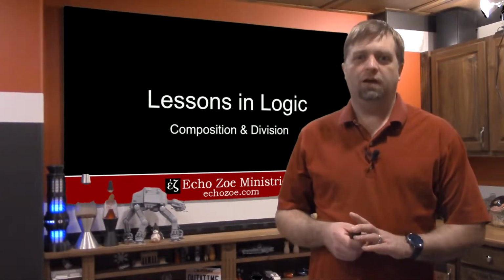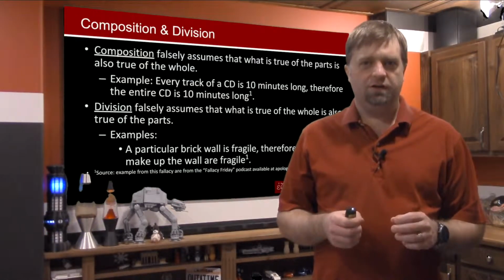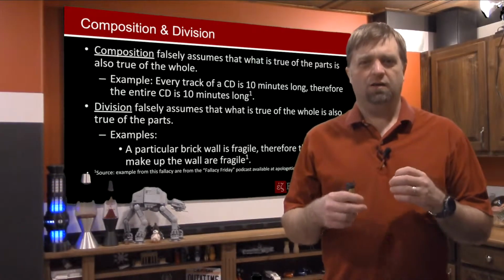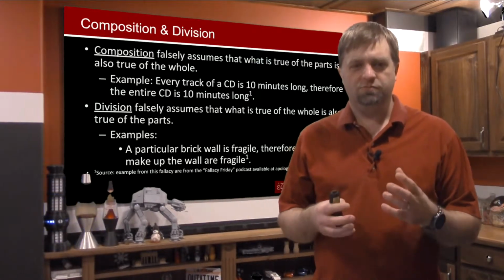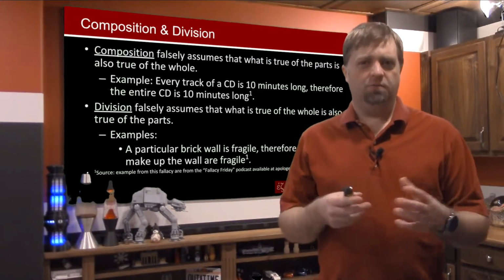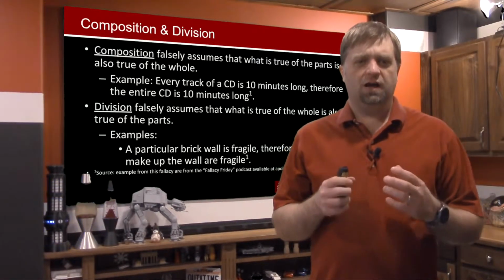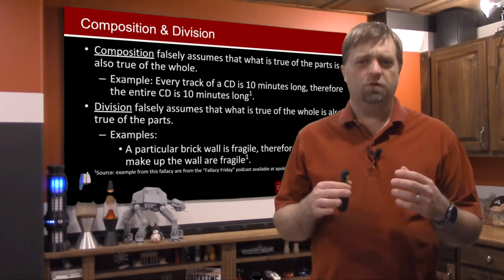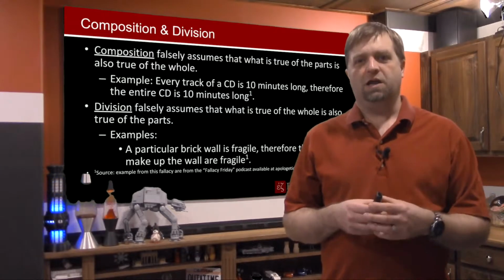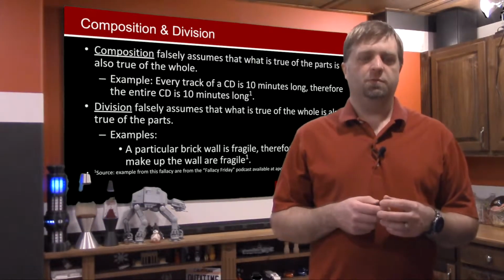For this installment, I'm talking about composition and division. Now, composition and division are really mirror images of each other. They're very, very similar. One is the reverse of the other, and that's why I put these two together. They're different fallacies, but you'll see why it makes sense to just talk about them at the same time. So the way this works is composition falsely assumes that what's true of parts is also true of the whole. And then division is just the opposite of that. It falsely assumes that what's true of a whole is also true of the parts.